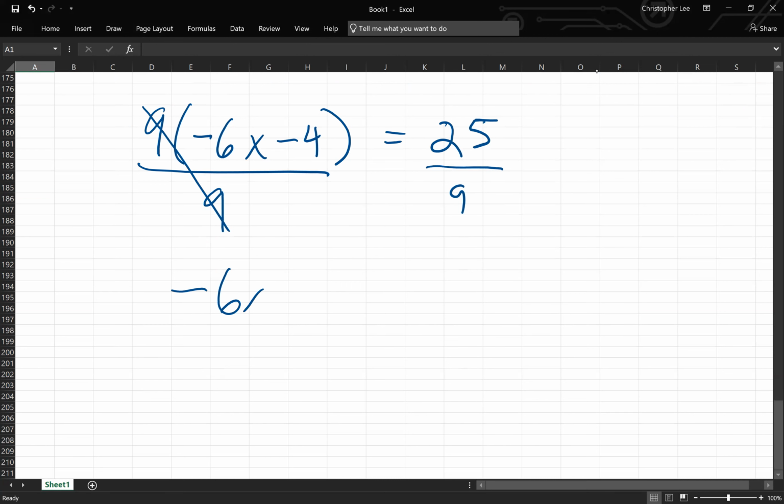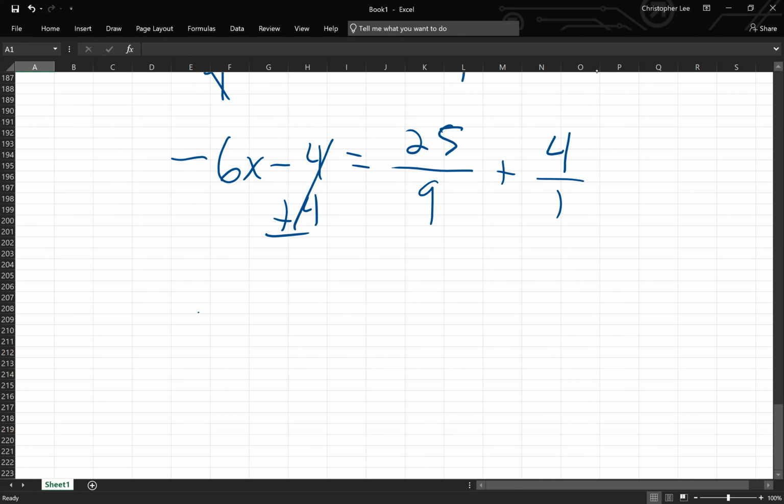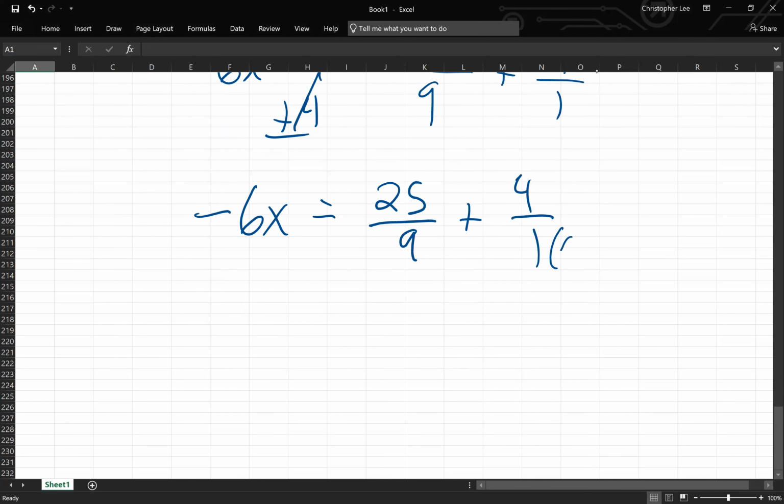So now I have negative 6x minus 4 is equal to 25 over 9. Then I want to solve for x. I'm going to add 4 over here. What I do to one side, I got to do to the other. All right? So now I have negative 6x is equal to 25 over 9 plus 4 over 1. And if you want to simplify that a little bit, you can. Multiply this by 9, do to the bottom, do to the top, something like that.